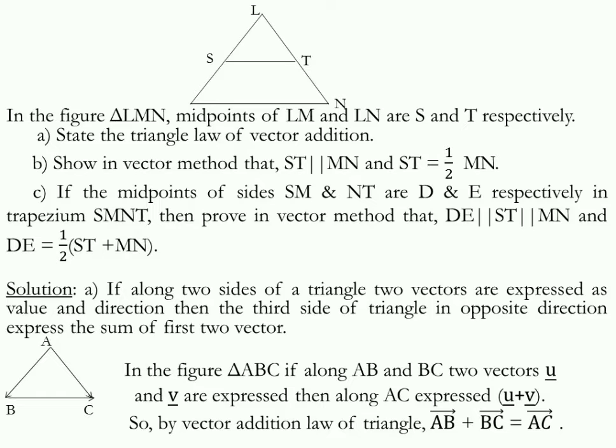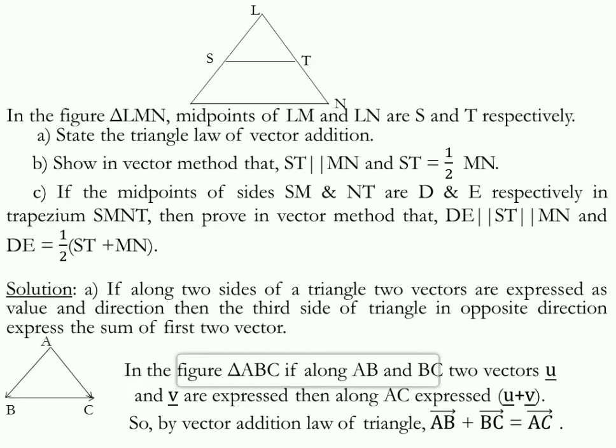Number C, if the midpoints of sides SM and NT are D and E respectively in the trapezium SMNT, then prove in vector method that DE is parallel to ST parallel to MN, and DE equals half of the sum of ST and MN.